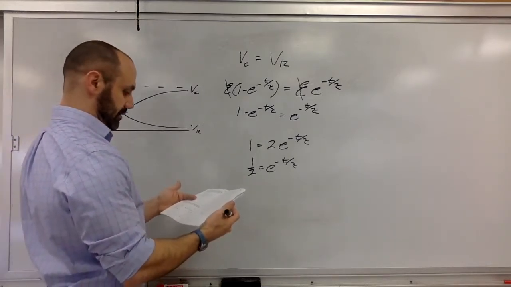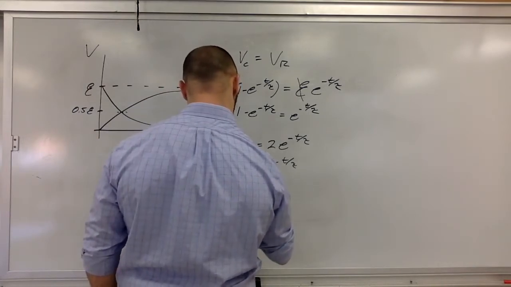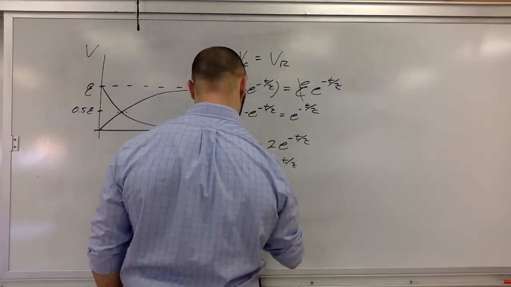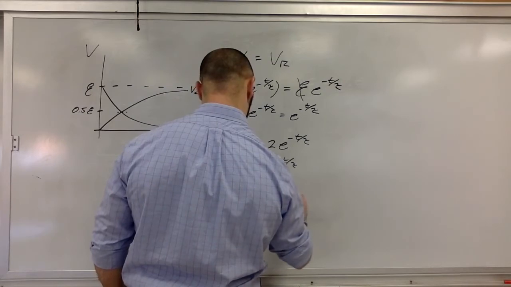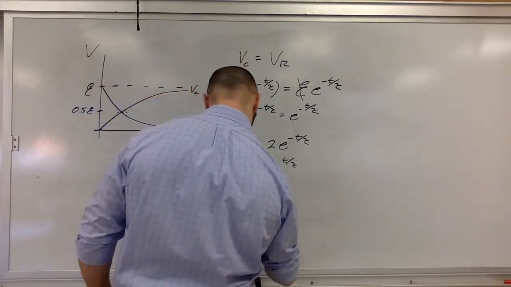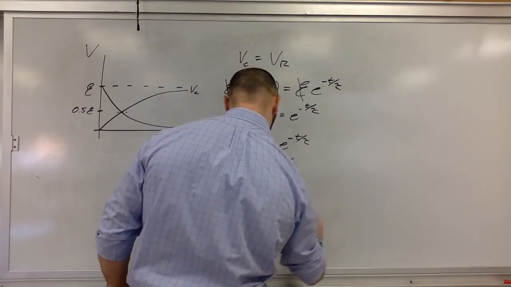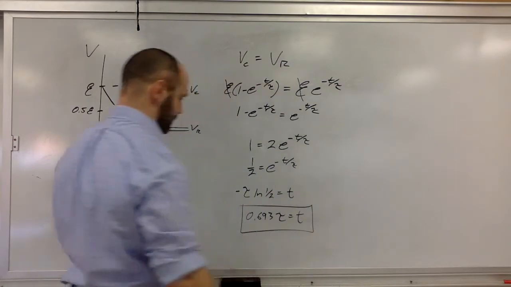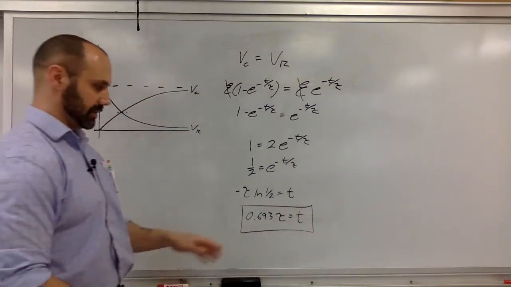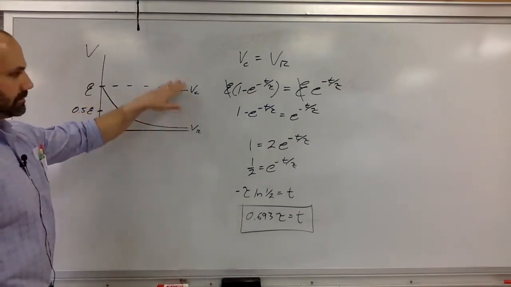So I'm just going to get this in terms of tau. Right? So it's going to be negative tau times the natural log of 1/2 is t. So it's going to be something like 0.693 tau. Right, so 0.693 times the time constant, that's the time at which VR is equal to VC.